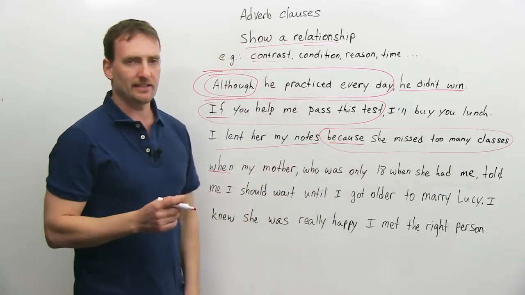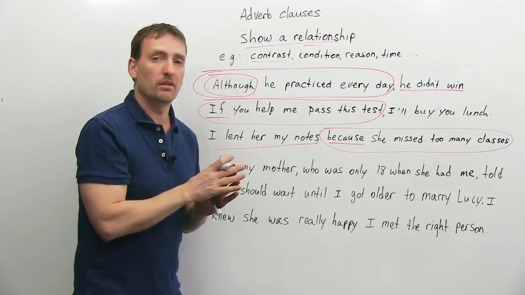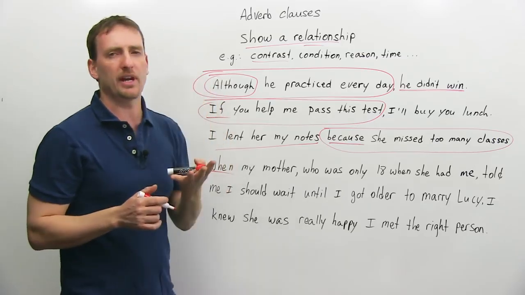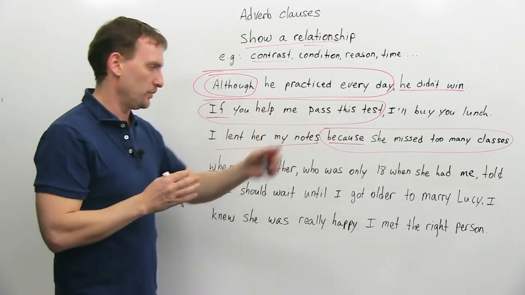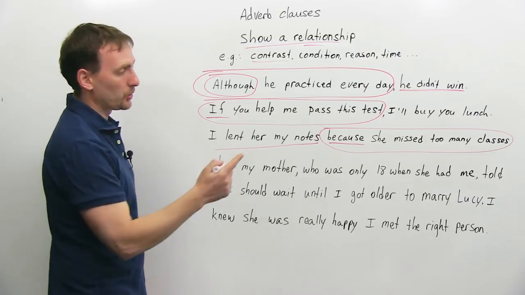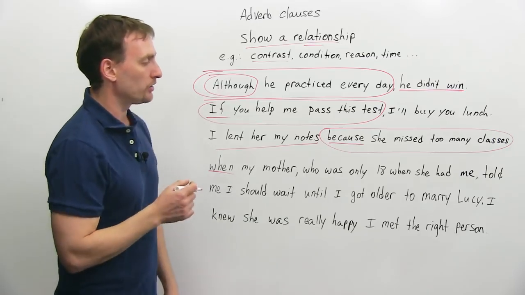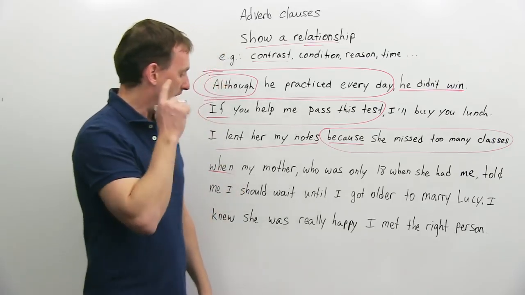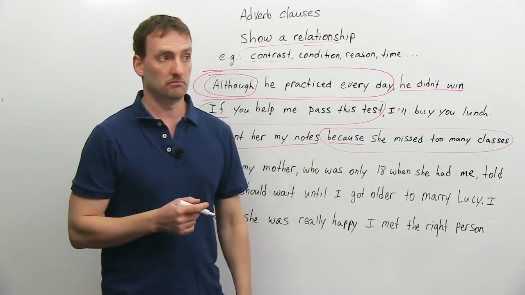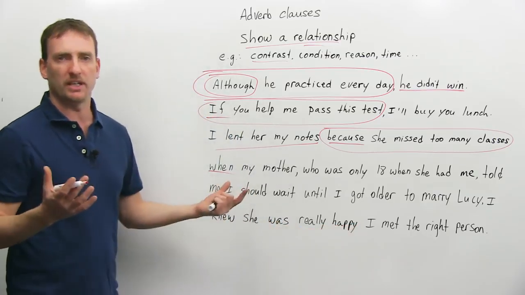Now, this sentence I made a little bit more complicated. I put in a few dependent clauses. Plus, do you remember at the beginning I said there's a fourth type, that clause? We're going to see that now too. When my mother, who was only 18 when she had me, told me I should wait until I got older to marry Lucy, I knew she was really happy I met the right person. Wow, that's a very complex sentence you're thinking now, right? Too many things going on.